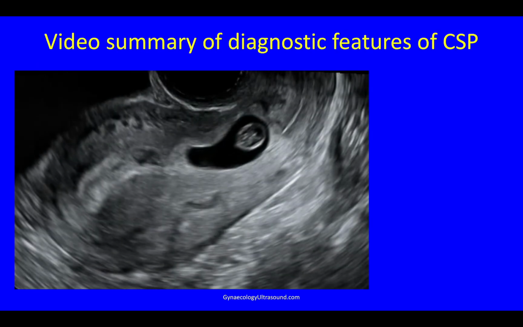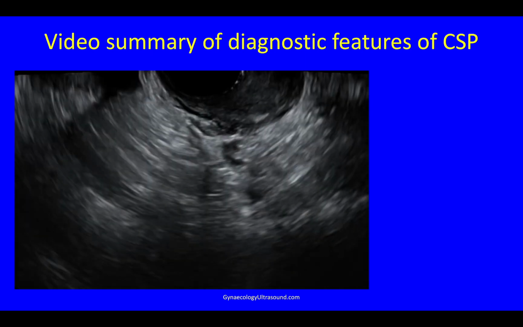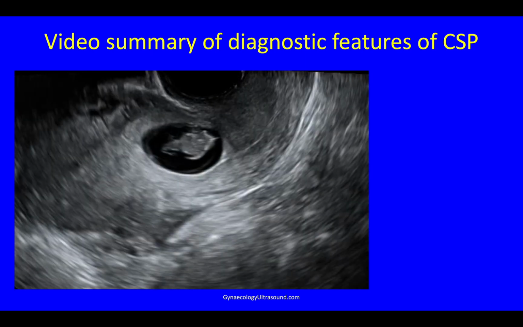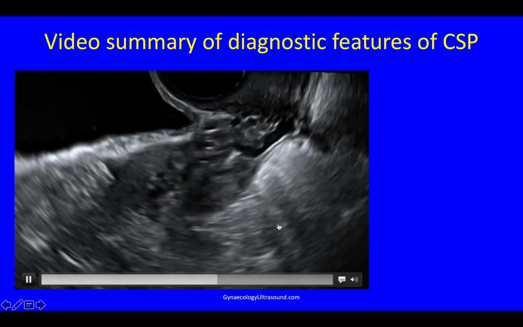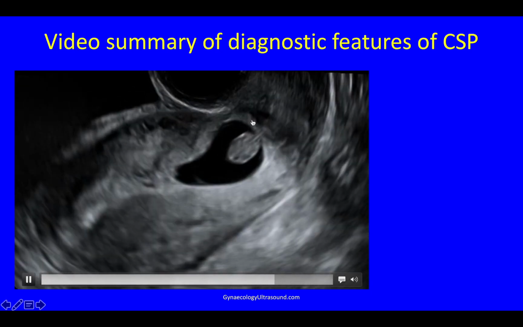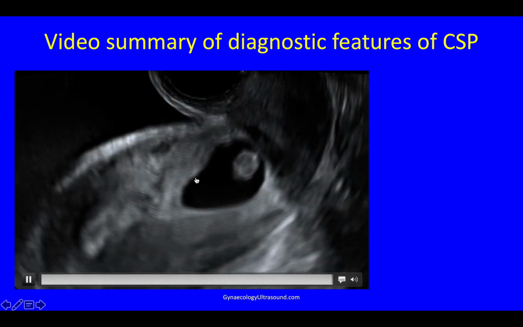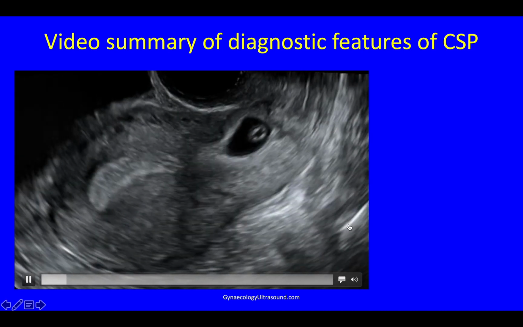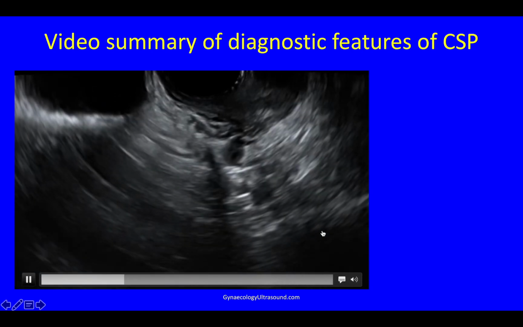Here's then a video summary of the diagnostic features of a scar pregnancy, and this is a longitudinal view of an anteverted uterus going side to side. You can see that the gestation sac is embedded very low, that the endometrial cavity is empty, that the cervical canal is empty. A little bit of pressure is not shifting this sac, so it's embedded there. It's not on the way out as a miscarriage.